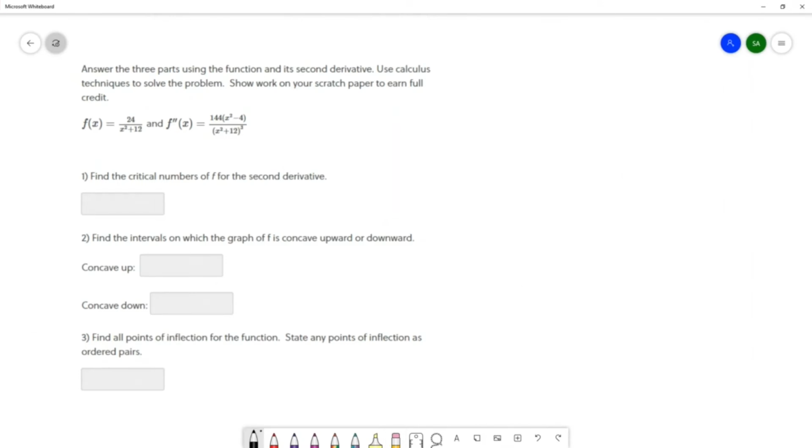So when we're looking for critical numbers for the second derivative, we want to find when the second derivative is either equal to 0 or the second derivative is undefined. So I'm looking for critical numbers for the second derivative. So I'm finding where the second derivative is equal to 0 or undefined. So to find where the second derivative is equal to 0, I can take a shortcut and just set the numerator equal to 0.